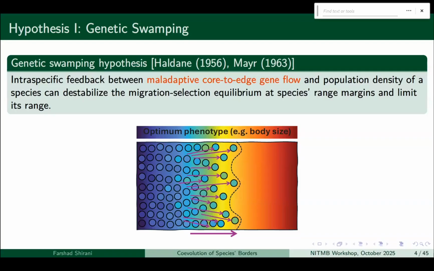the individuals that migrate randomly to the edge are pre-adapted to the core of the population. Since the density at the core is much higher than at the edge, they create a predominantly core-to-edge movement, a sort of gene flow from the core to the edge, which is maladaptive at the edge because these populations are pre-adapted to the center. It's hypothesized that this maladaptation is going to create range limits if the environmental gradient is sufficiently steep.